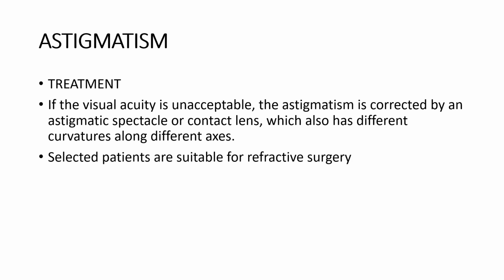There are selected patients that are suitable for refractive surgery, and again the same applies. It's always safer to have the eye corrected with glasses, but some people opt for surgery, and in astigmatism there's a certain type of refractive procedure called T-cuts that can flatten the cornea in some of the axes of the cornea.